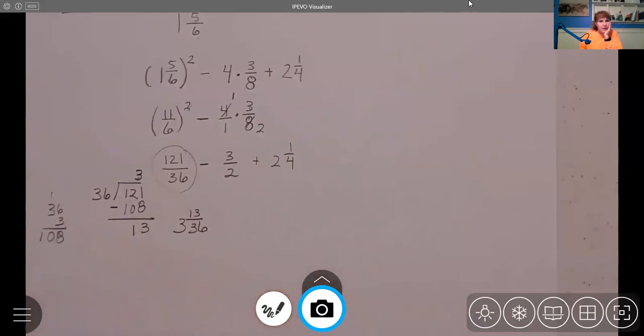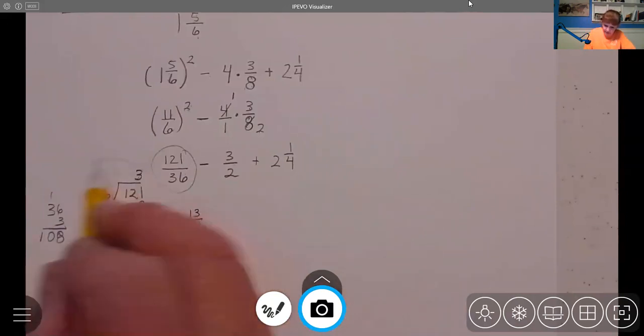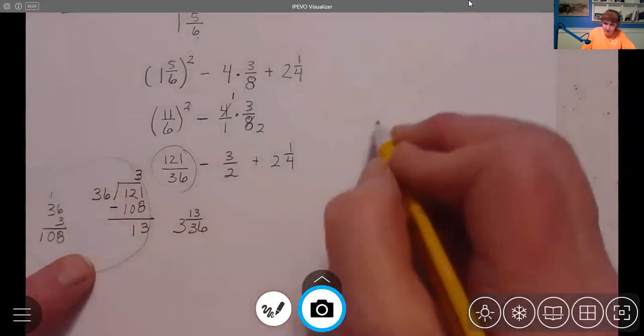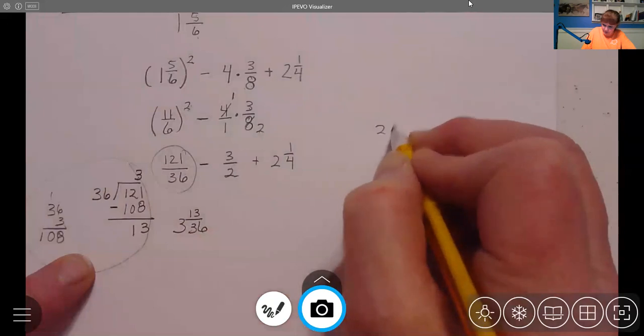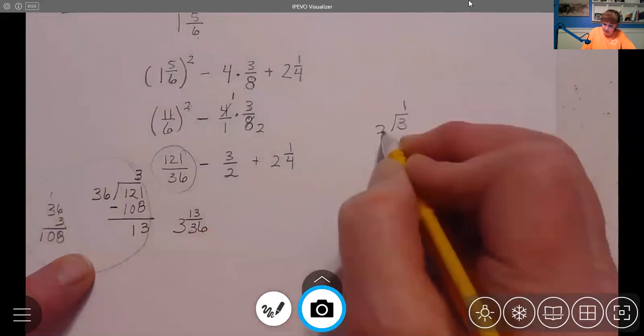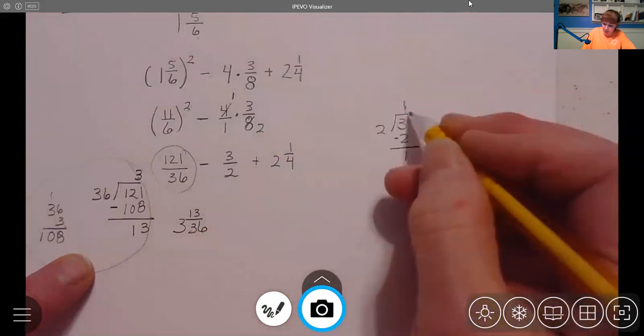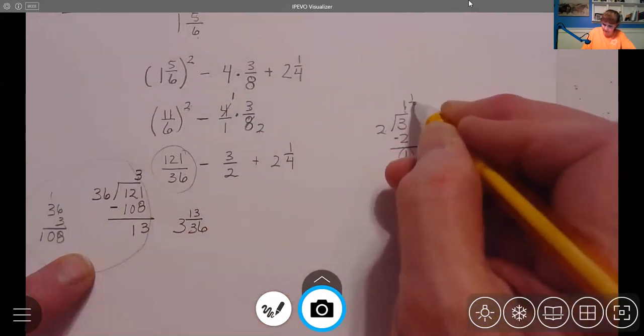All right. Now we'll change the 3/2 to a mixed number, which really isn't too bad. It's not quite as involved as this one here. So here 3, I'll do that. 2 into 3 goes once. 2 times 1 is 2. So 1 1/2.